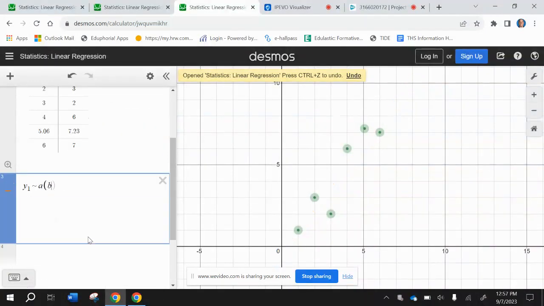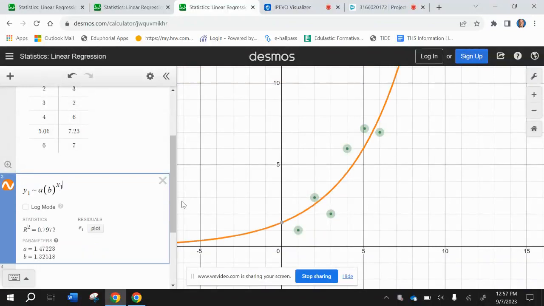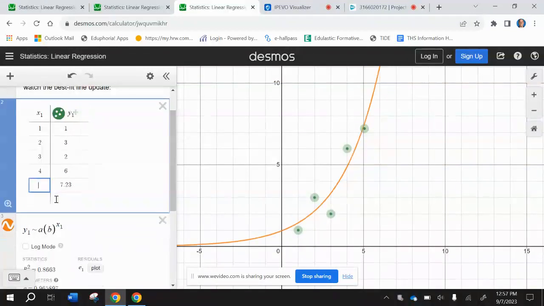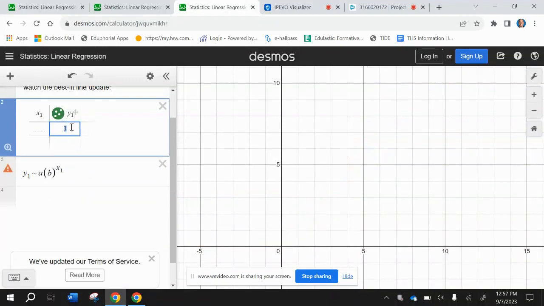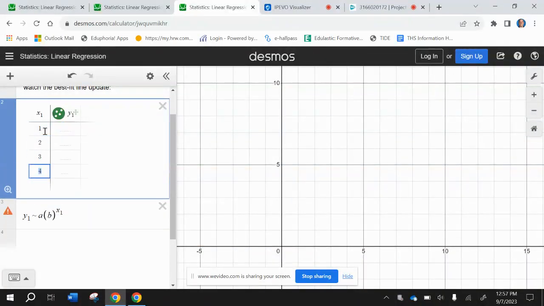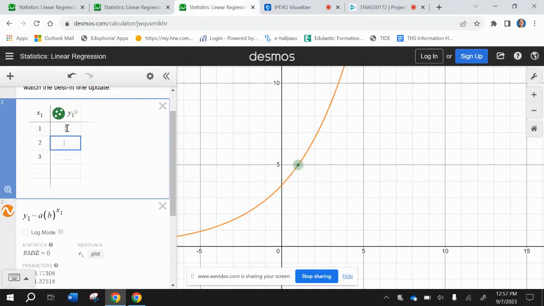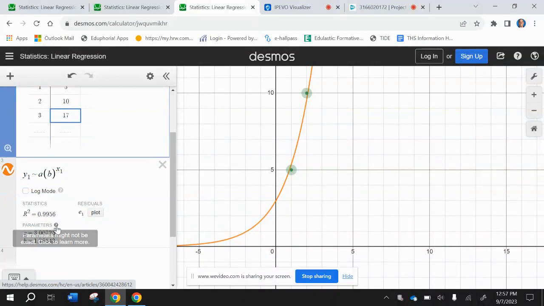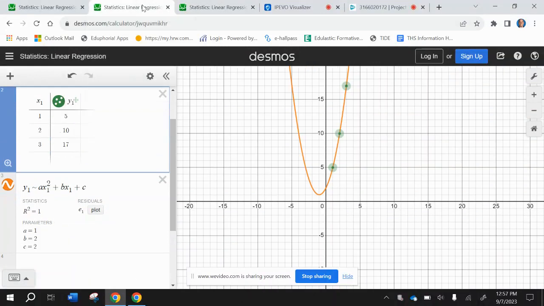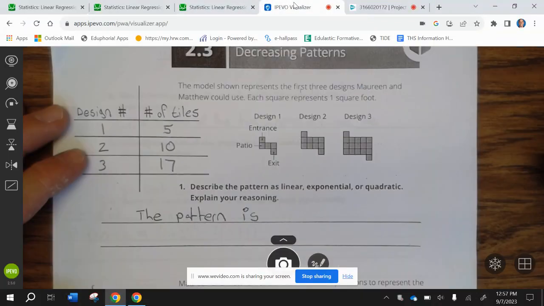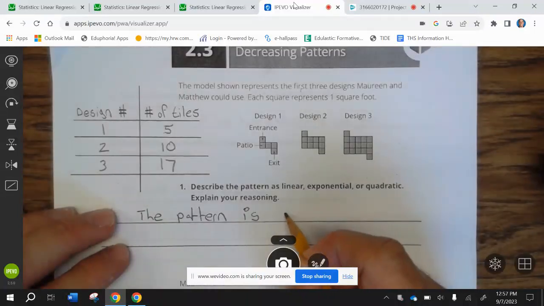So a parentheses b to the x1. So now we have the exponential regression. So 1, 2, 3, 5, 10, 17. Now you can see the points almost, but not exactly match. And the r squared value is not 1. So our regression is quadratic because the r squared is exactly 1, which means a perfect match. So the pattern is quadratic.